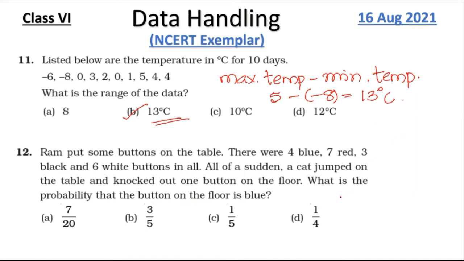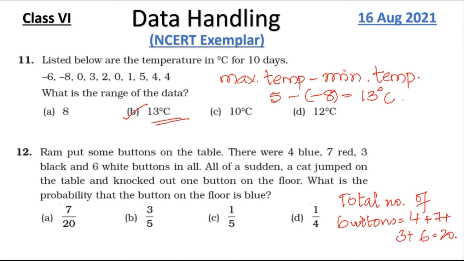Here we need to find out the total number of buttons. So total number of buttons will be equal to 4 plus 7 plus 3 plus 6, which is 20. Since they have asked what is the probability that the button on the floor is blue, so the probability is 4 out of 20, which is 1 by 5. So option C is the right answer.